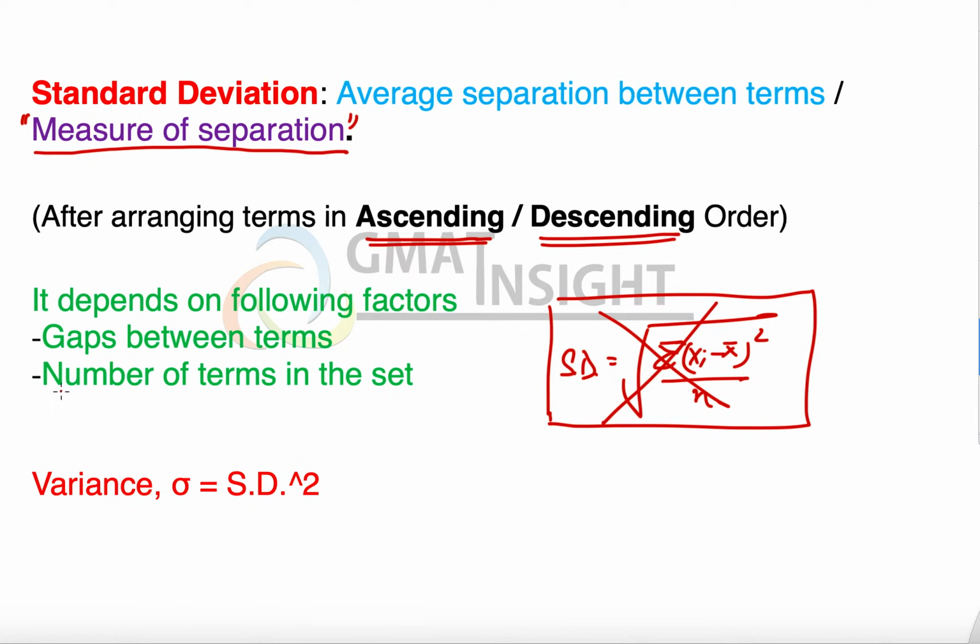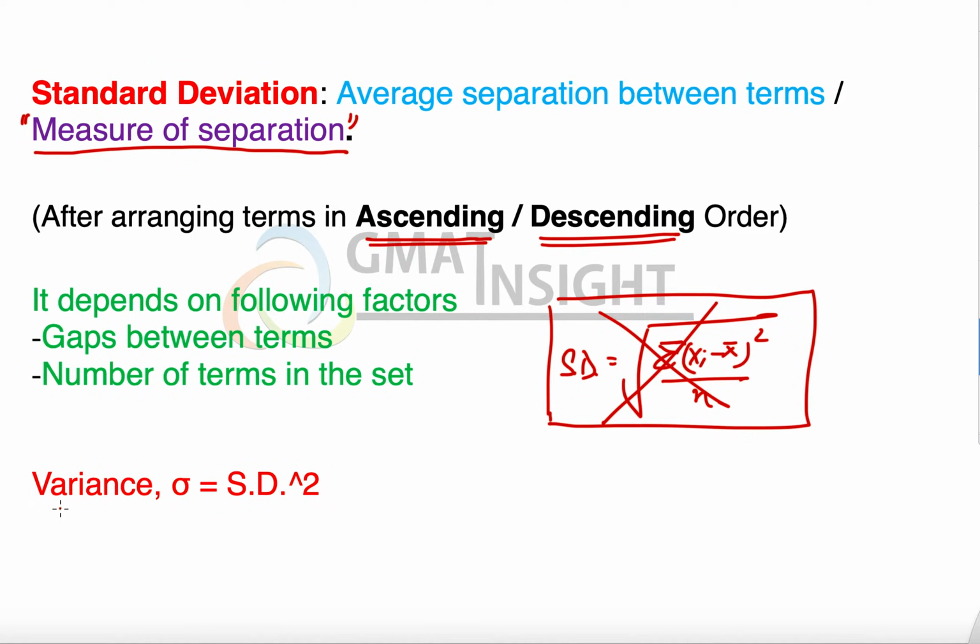The second parameter on which the standard deviation depends is the number of terms. That means if the gaps are kept constant and the number of terms is changed, the standard deviation value will change. And if the number of terms in the two sets is the same but the gaps are different, then once again the standard deviation will be different.